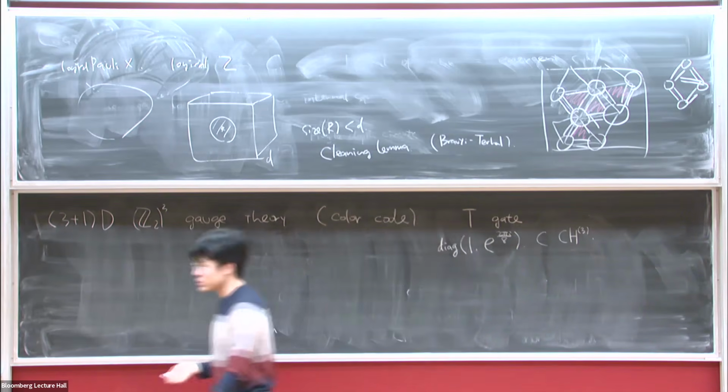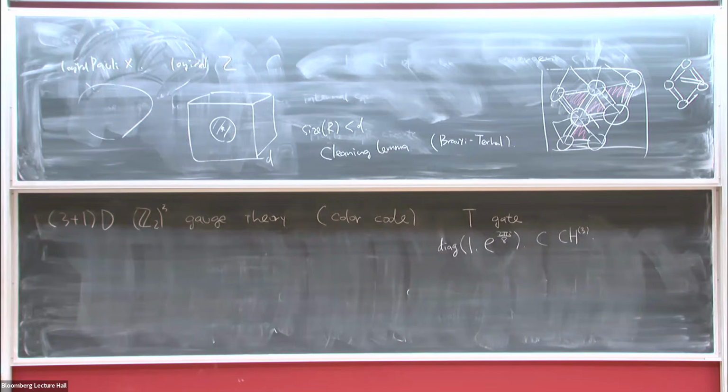So let me try to define some symmetry operator, a logical operator of these three copies of toric code that generates a non-Clifford gate. I think it's a very interesting thing.